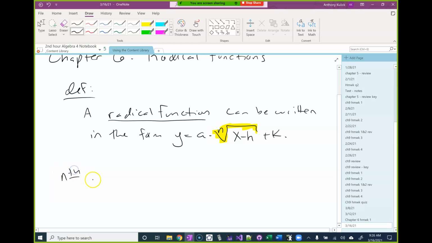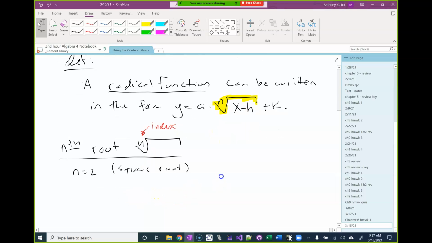So when we say nth root, we're talking about this symbol here. And this n is called the index. So when n equals 2, what we mean by a square root is, if the square root of a is value b, this implies that b squared is equal to a. So for example, we know the square root of 4 is 2 because 2 squared gives us 4.